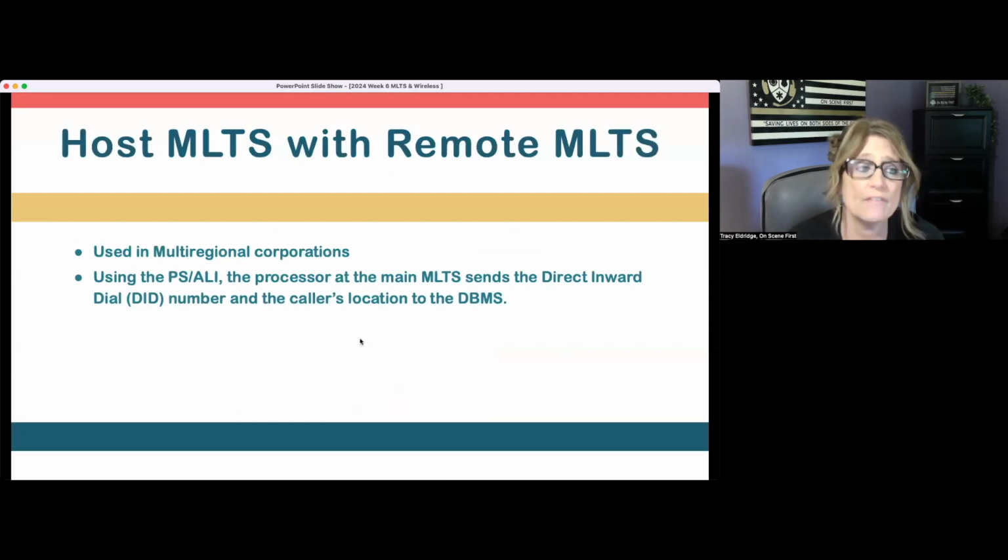And then we have our host MLTSs with remote MLTS. That host MLTS with remote. These are where our biggest nightmares are. Okay. This is when we have multi-regional corporations that are using PS ALI. The processor at the main MLTS sends the direct inward dialed number and the caller's location to the database management system, but it's not actually sending the location that's attached to where the caller is. It's supposed to, but it doesn't always do that.